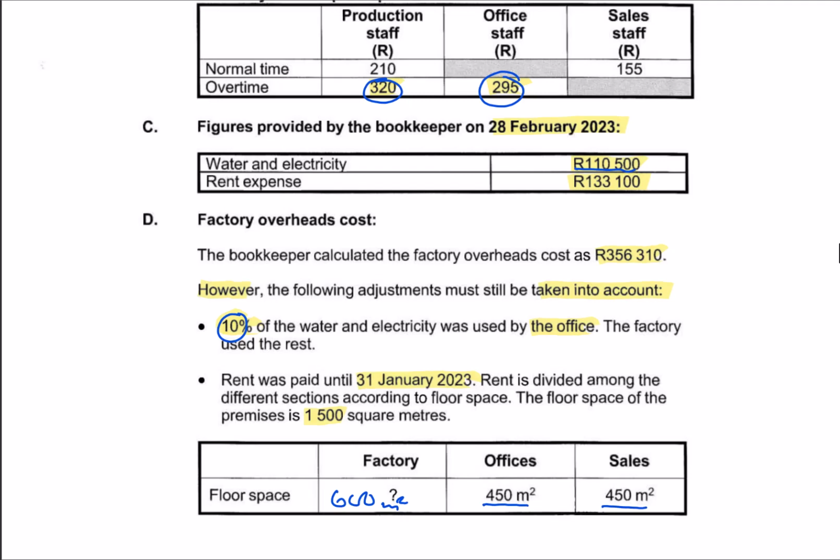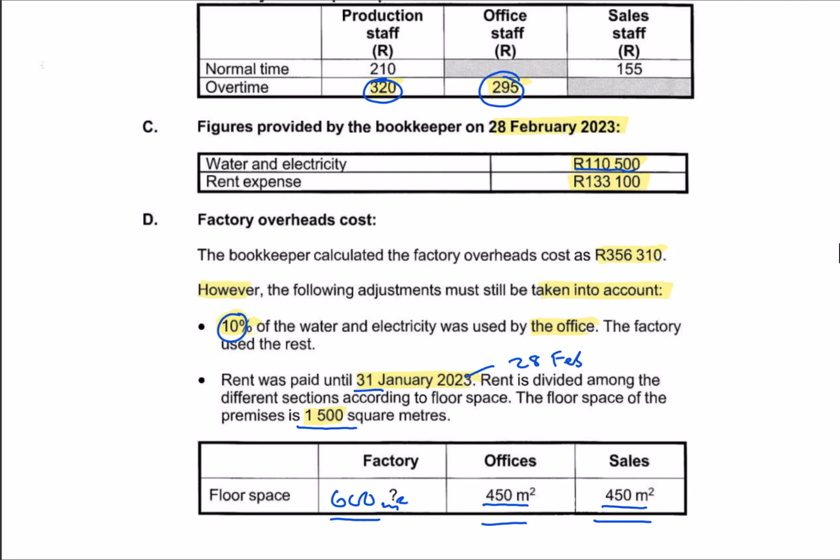Then the next one says rent was paid until 31 January 2023. Rent is divided among the different sections according to floor space. The total floor area of the premises is 1,500, of which factory is 600, office is 450, and sales is 450. So the first thing we need to do, remember, our year end is 28 February, and rent was only paid up to the end of January. That means there's rent owing. You must always look out for that. They give you dates for a reason.